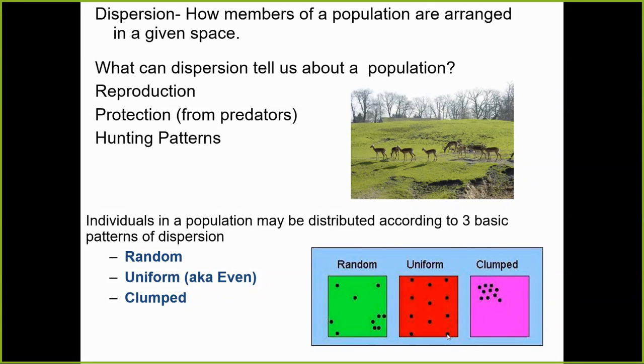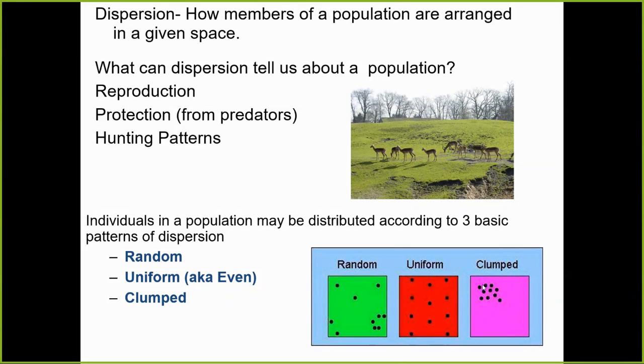Uniform normally will create a pattern. So here we see, well, technically 11, but almost that same number of individuals, but they are evenly distributed. Sometimes we call uniform dispersion even dispersion.